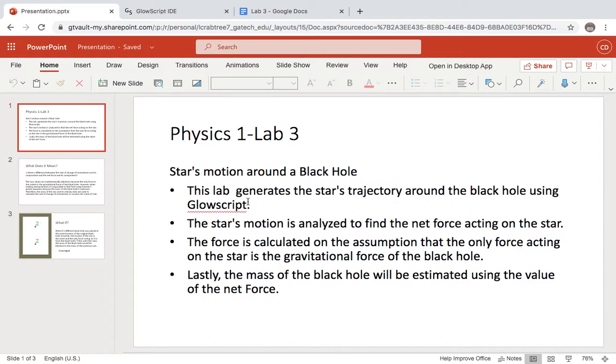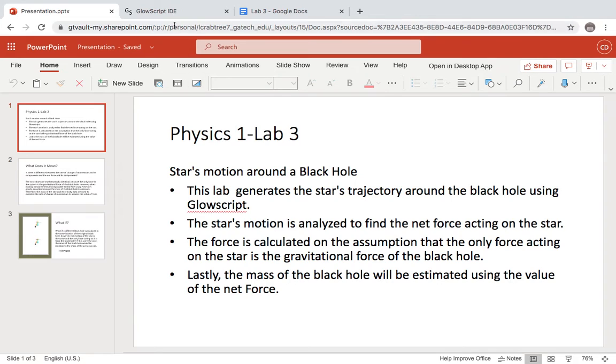Hello. In this lab, we are examining the motion of a star around a black hole. The lab generates the star's trajectory around the black hole using Glowscript, and the star's motion is analyzed because we want to know the net force acting on the star. We're operating on the assumption that the net force is equal to the black hole's gravitational force. Lastly, with this force, we find the mass of the black hole.